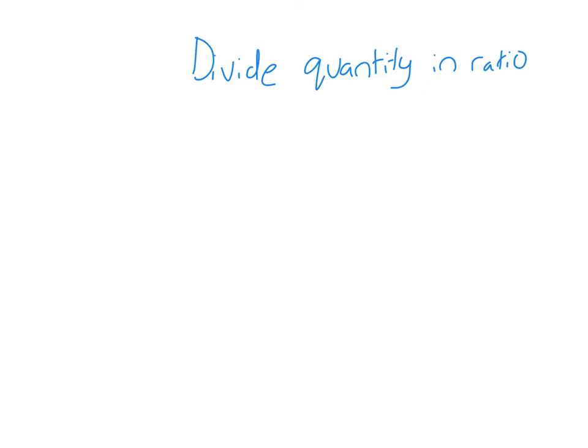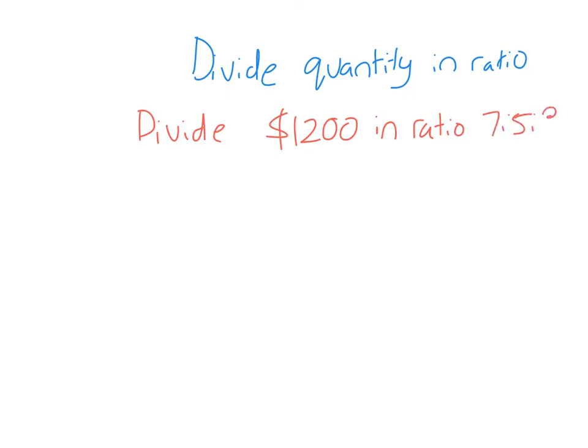So what we're going to start with here is a quantity, perhaps a quantity of money, and we divide it in a ratio. So for example, we're going to look now at dividing, let's say, $1,200 in the ratio 7 to 5 to 3. So you always follow these steps. The first thing is you find the total number of parts. I said each number in the ratio can be thought of as a number of parts. So I want to divide 1,200 into 7 plus 5 plus 3, which is 15 parts.